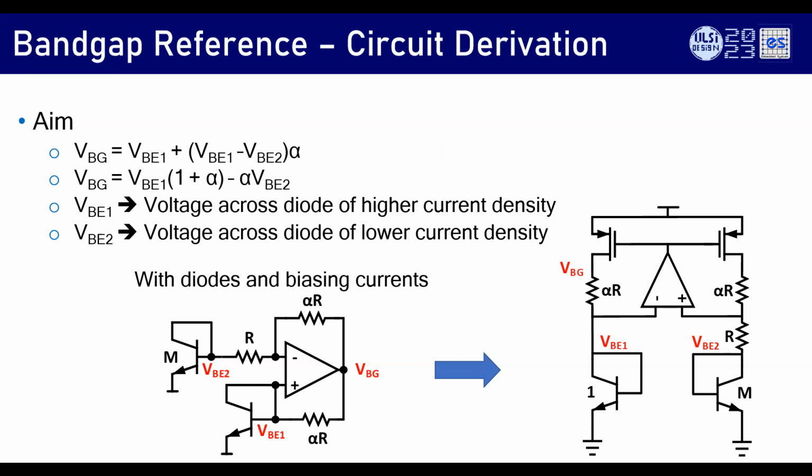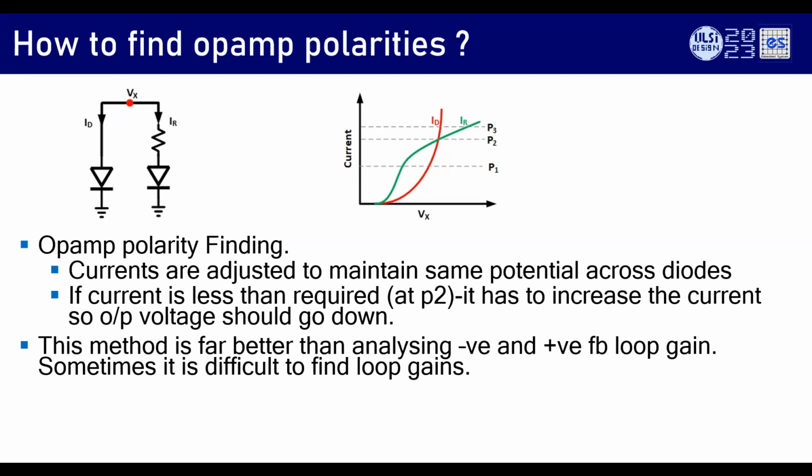Sometimes it becomes a little tricky if you go with loop gains. Let's say I go around the loop with positive feedback loop gain, negative feedback loop gain. It becomes a little tricky, a little painful. On the other hand, it's very easy if you go with this intuitive graphical analysis. Now, the operation amplifier will try to make the voltage on the first diode equal to the voltage plus resistor on the second diode. Call that Vx. So that's why I shorted it and called that Vx.